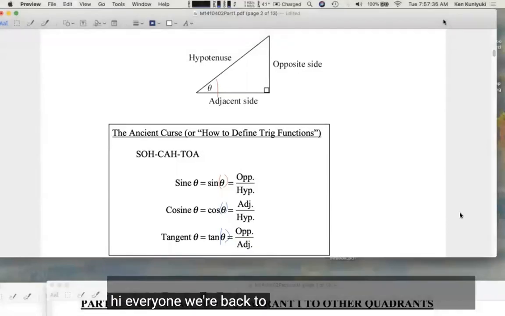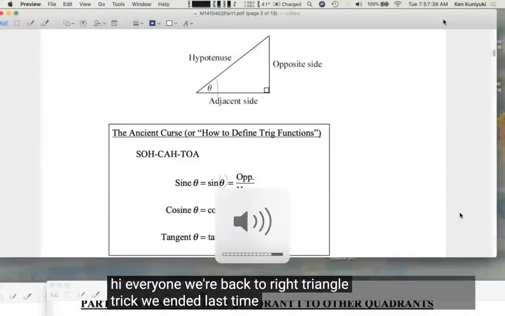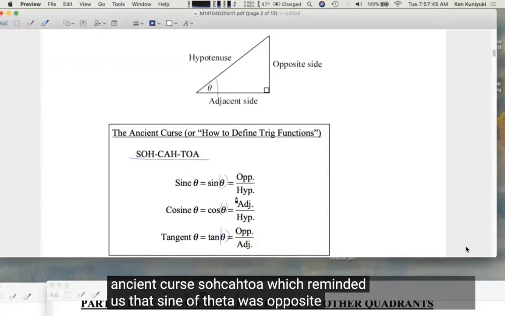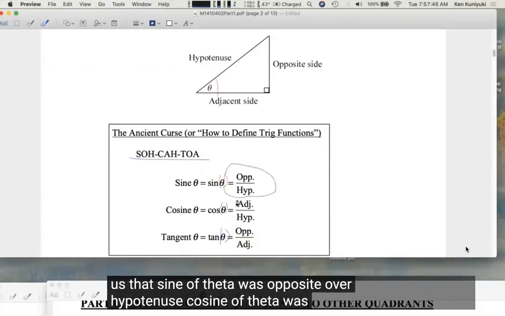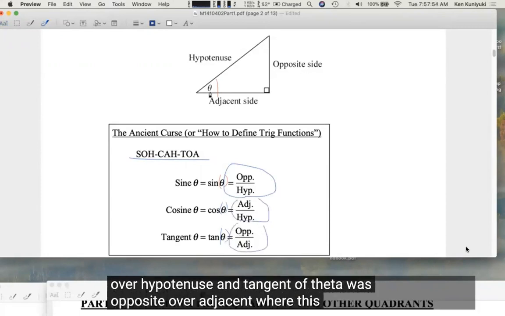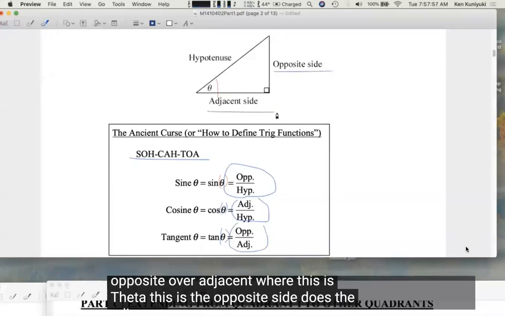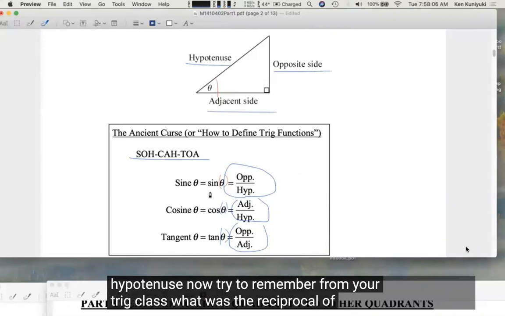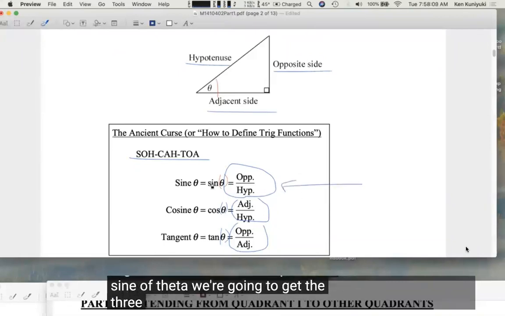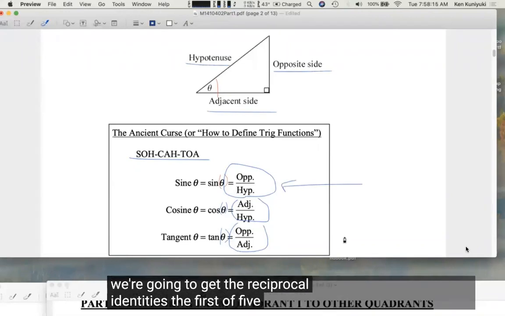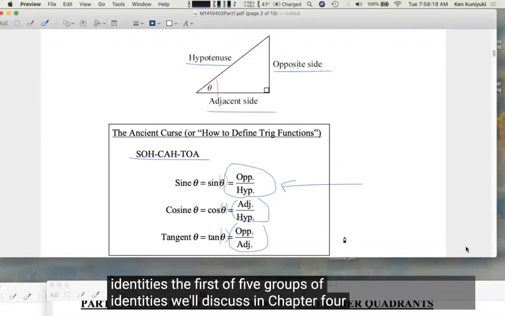Hi everyone, we're back to right triangle trig. We ended last time with the ancient curse, Sohcahtoa, which reminded us that sine of theta was opposite over hypotenuse, cosine of theta was adjacent over hypotenuse, and tangent of theta was opposite over adjacent. Where this is theta, this is the opposite side, this is the adjacent side, and this longest side is the hypotenuse. Now try to remember from your trig class, what was the reciprocal of sine of theta? We're going to get the 3 reciprocal functions for these, and we're going to get the reciprocal identities, the first of 5 groups of identities we'll discuss in chapter 4.